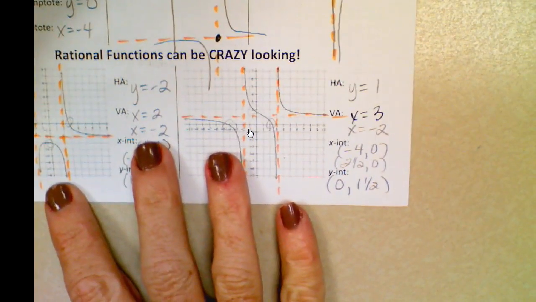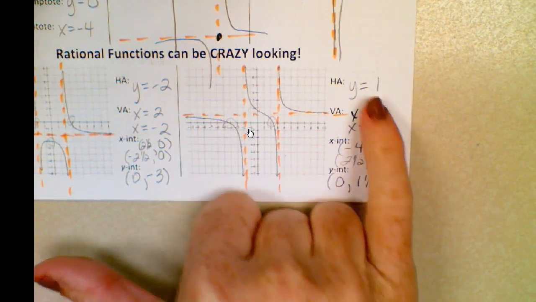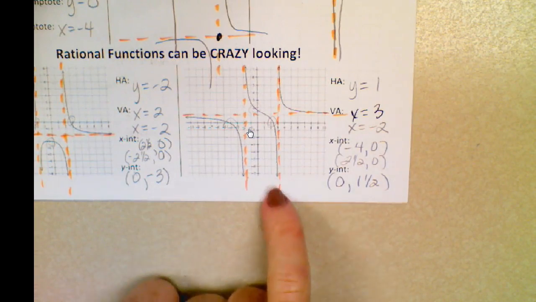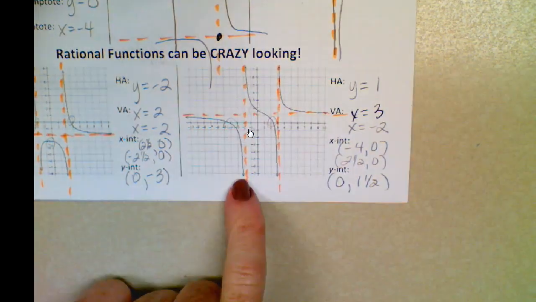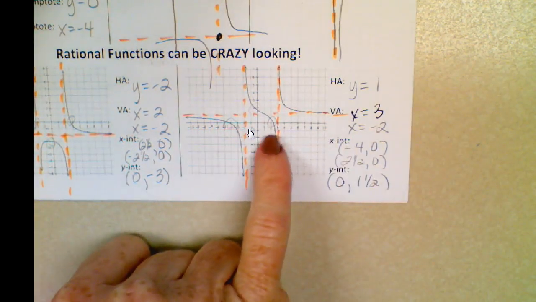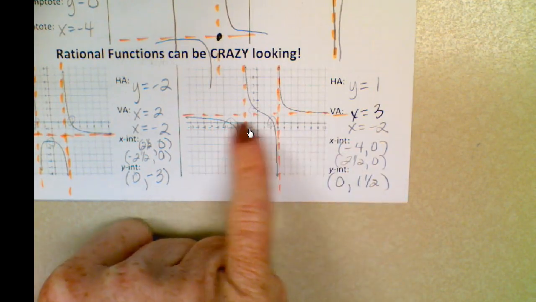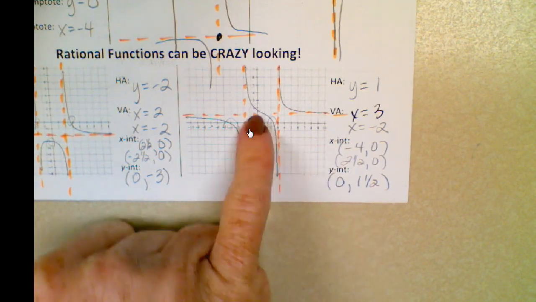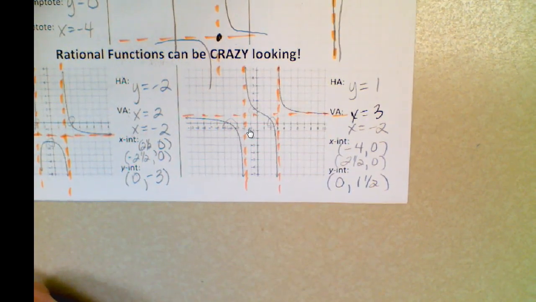So I think my screen blanked out for a moment. My horizontal asymptote, the only one I have, is right here at y equals 1. Vertical asymptotes, I've got at 3 and negative 2. And then my x-intercepts I see here at roughly 2.5 and at negative 4. My only y-intercept I have at (0, 1.5) or so.